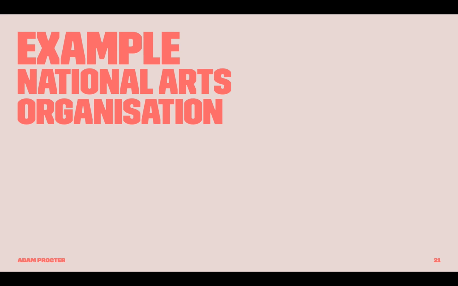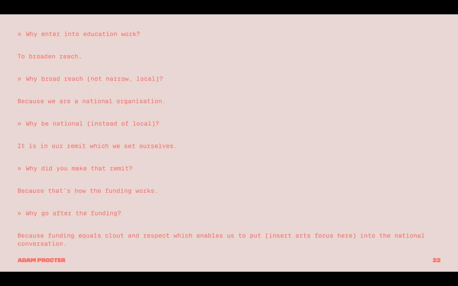Okay, so here's a little example of the National Arts Organisation. So they asked some questions, and so they wanted to increase their education work. So the thing was, it was trying to look at what they wanted to do. So here they've got, why would you enter into education? So it's to broaden reach. Why would they want to broaden reach? Well, because they're a national organisation. Why be national instead of local? That's within their remit. Okay, so why did you make that remit?